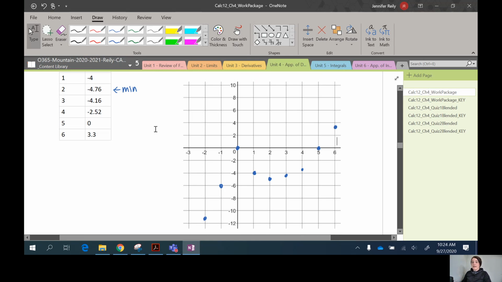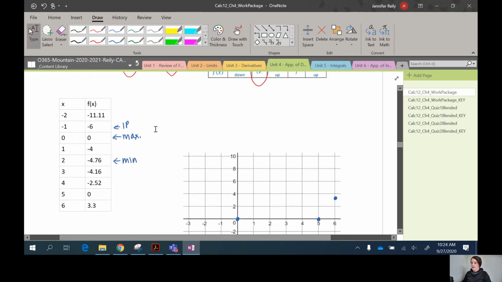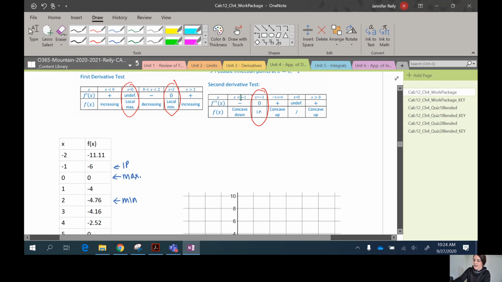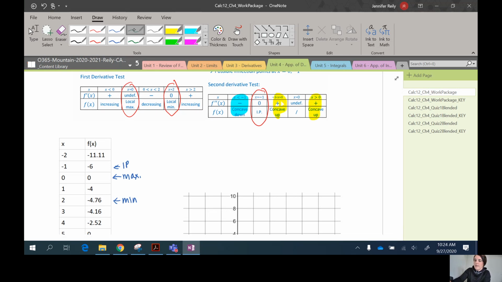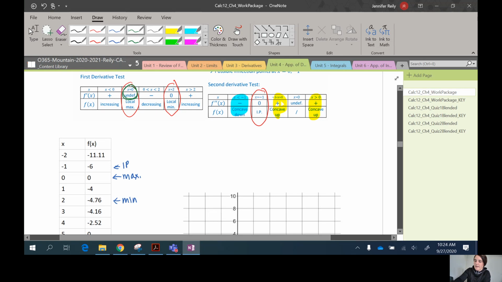Okay, so let's have a look at the shape after you plug in the points. I'm concave down for x less than -1, and then I'm concave up everywhere else. Also, what's important here is I have an undefined first derivative and second derivative at x equals 0. If your derivative is undefined, but the function's actually defined at that point, it's equal to 0.